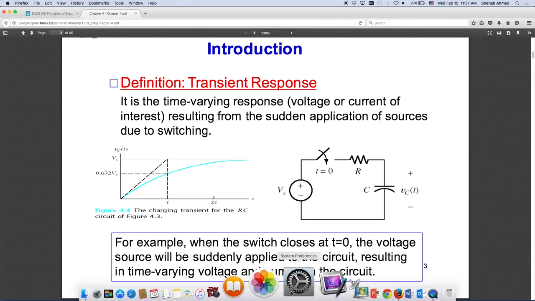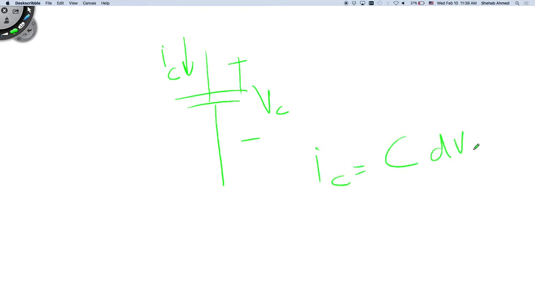Remember we studied capacitors and inductors, and we said that we have relationships between the voltages across these devices and the currents through them. So we have a capacitor. This is the voltage across the capacitor, VC. The current through a capacitor is IC. IC is equal to C dVc/dt. This is the relationship that governs the capacitor. So it will take time.